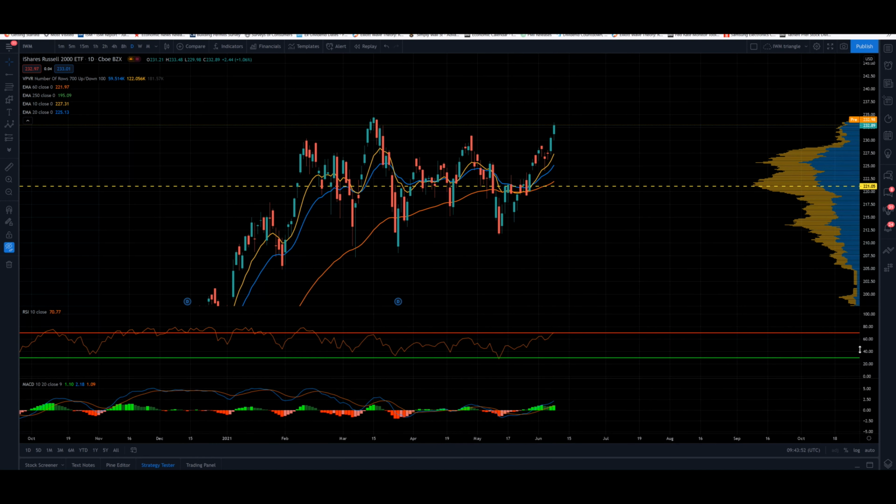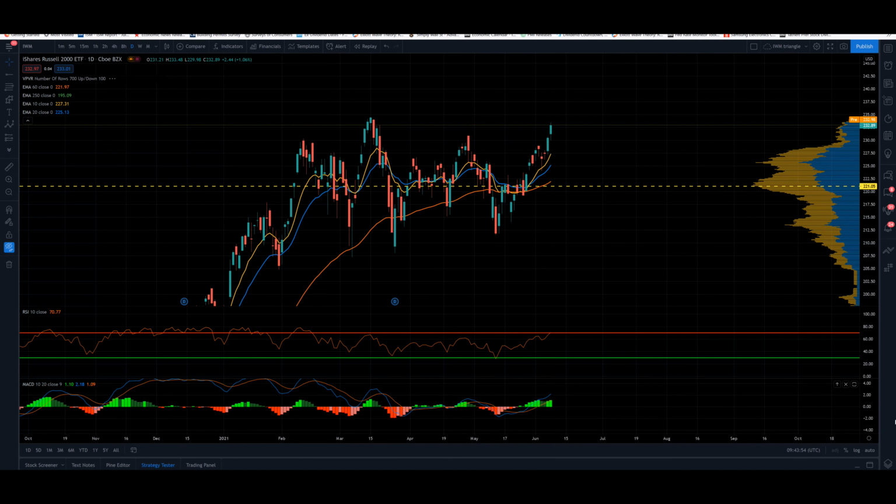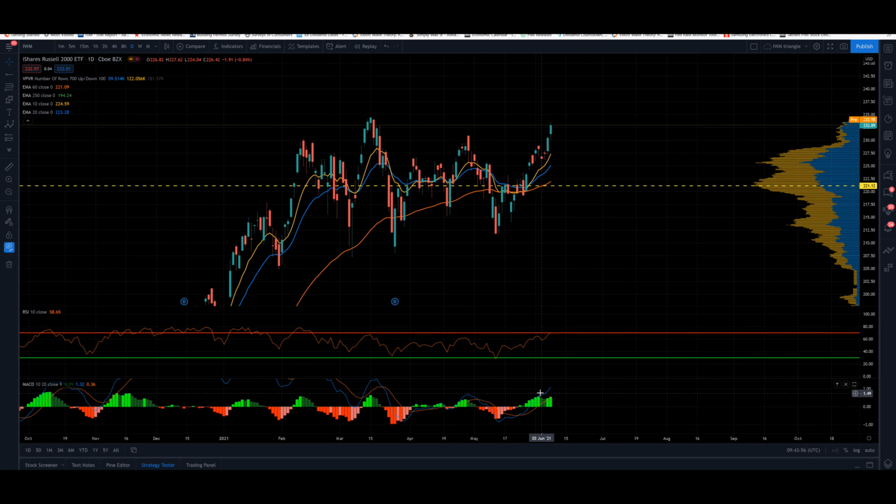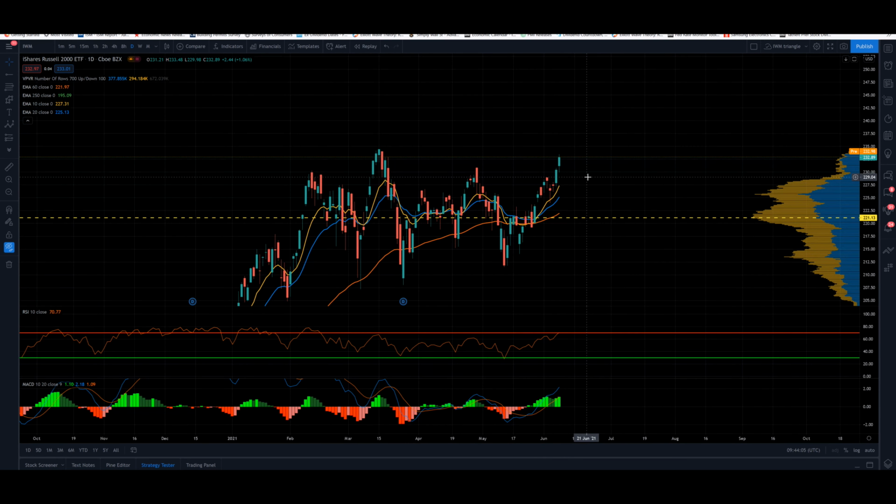And then the MACD starting to get some brighter green bars in the histogram. Short-term moving average starting to accelerate away from the long-term moving average. Everything here looking like a bit of a bullish springboard after this consolidation, ready to race higher. So for the meantime, things are looking bullish. It looks like a completed wave 4 correction.